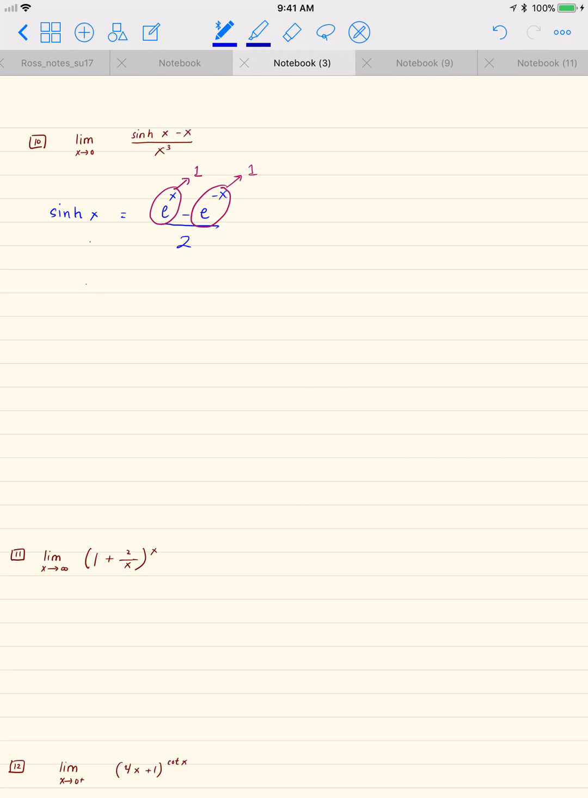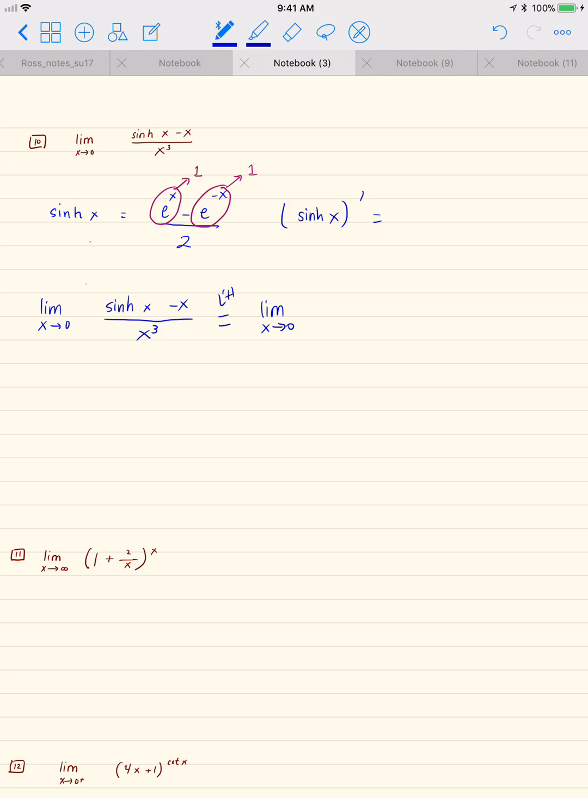In applying L'Hopital's rule, we're going to say that the limit as x approaches 0 of sinh x minus x over x cubed is equal to the limit as x approaches 0. Now we need the derivative of sinh x. What is the derivative of sinh x?